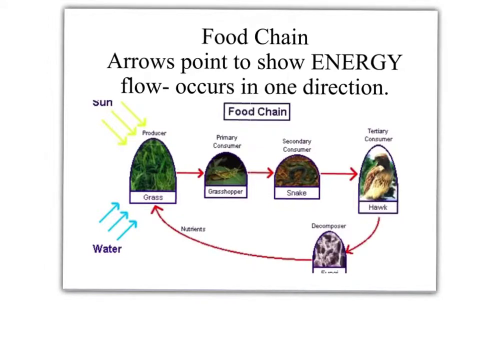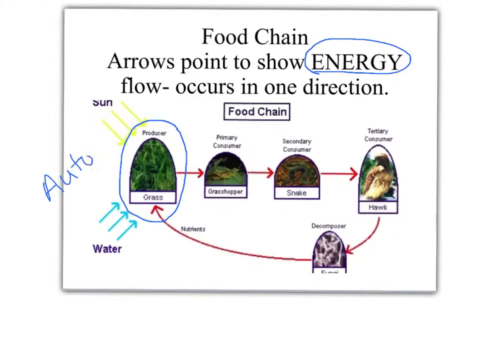Food chains. So the first part for today is talking about food chains. And in food chains, we have arrows that point to show energy flow. And this occurs in one direction. So whenever we start with a food chain, we're always going to start with a producer. Another name for a producer is an autotroph. We talked about that earlier. So an autotroph, auto meaning self, troph having to do with energy level. So we start with our autotroph.